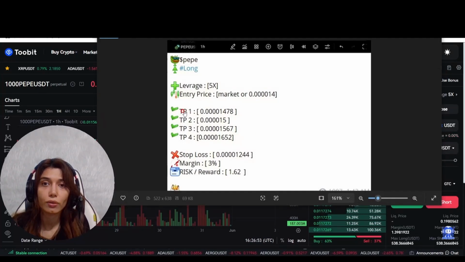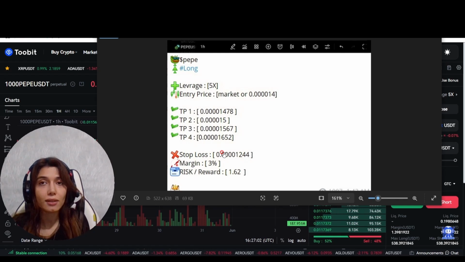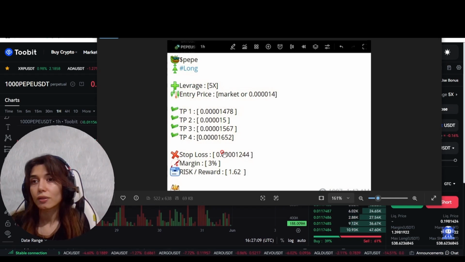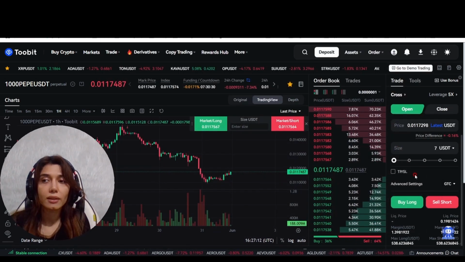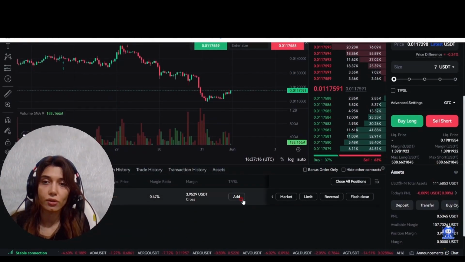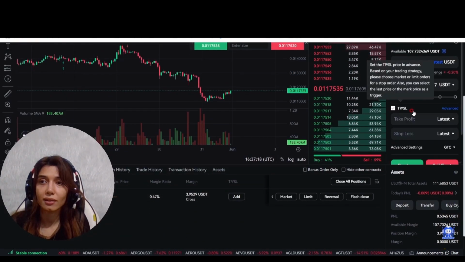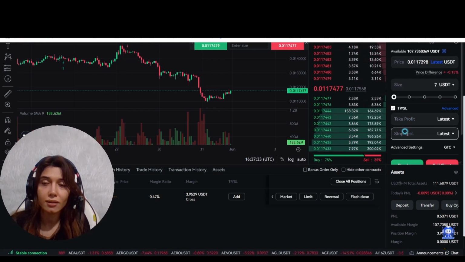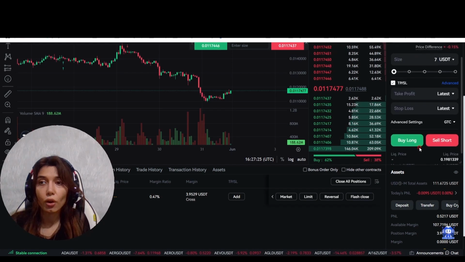TP is target point or take profit. You definitely need to indicate this one in your positions. Stop loss is where you want your position to be closed because you think it's losing money instead of gaining money. You can do it either before opening the position or after opening the position. It's your choice. If you want to do it before, you tick this one and you enter the amounts that you want.